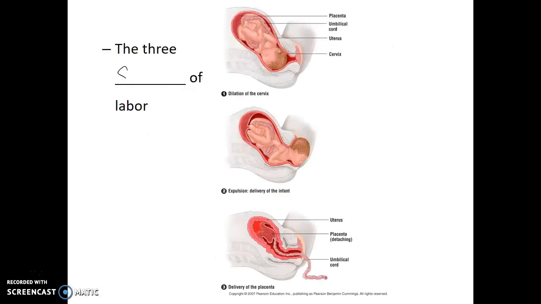The 3 stages of labor are dilation of the cervix, expulsion or delivery of the infant, and delivery of the placenta.